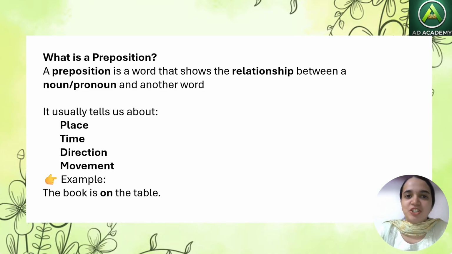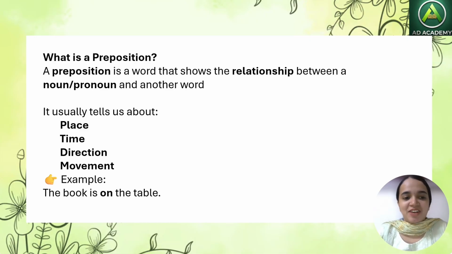First, we can check the definition. What is a preposition? A preposition is a word that shows the relationship between a noun or pronoun and another word. So these are crucial parts of speech in a sentence. Why? Because it connects or shows the relationship between a noun or pronoun and another word in the sentence.